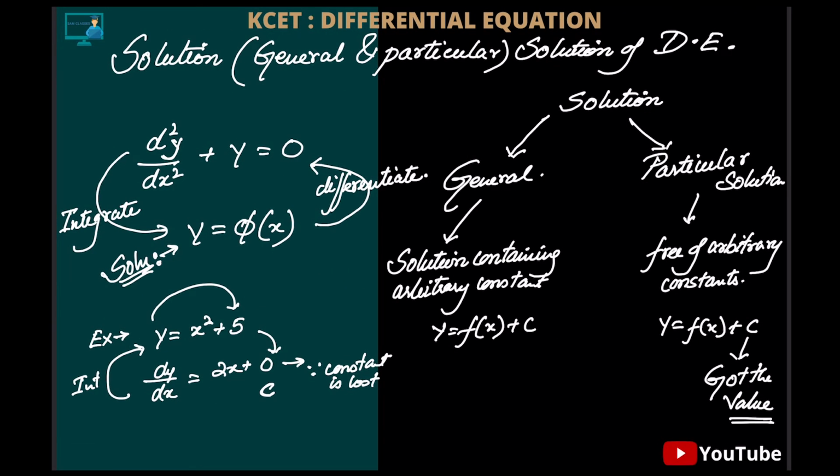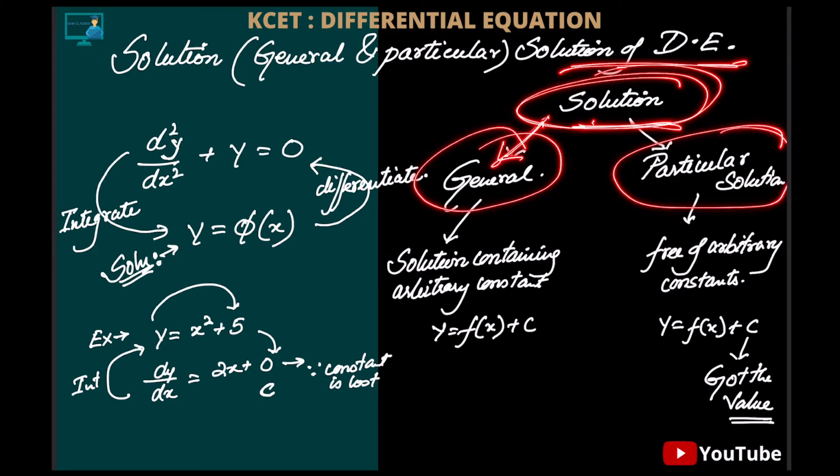Next part, students, what we get as a question, very simple: solution of a differential equation. The solution of a differential equation can be very simple. It can be a general one, normal. It can be particular. What is the general one, sir? General one means it contains an arbitrary constant.